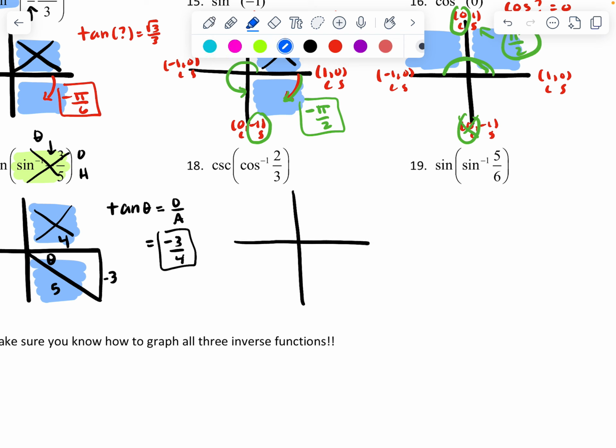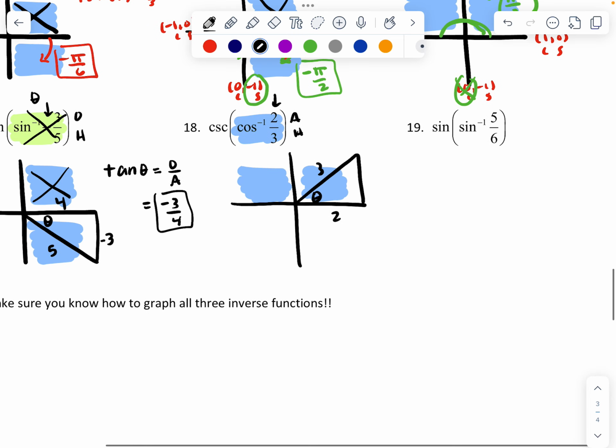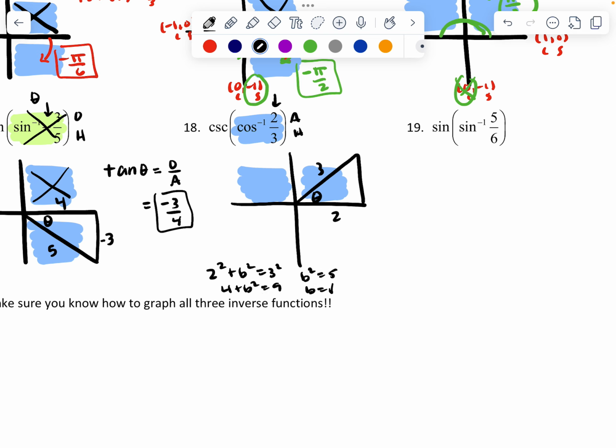So a cosine inverse, this guy right here, ranges in 1 and 2. Because this number here is positive, I'm going to be in quadrant 1. And cosine is adjacent over hypotenuse, so that's 2 over 3. Hey, this is not like a triangle that we know. We have to figure this one out. So let's do 2 squared plus b squared equals 3 squared. So I'm going to get 4 plus b squared equals 9. So b squared equals 5, which means that b is the square root of 5.